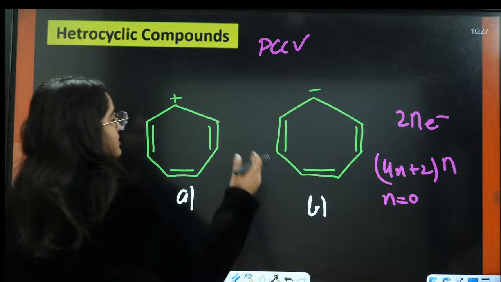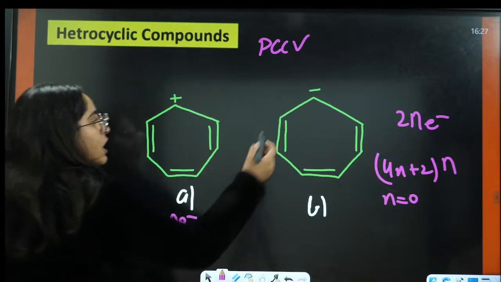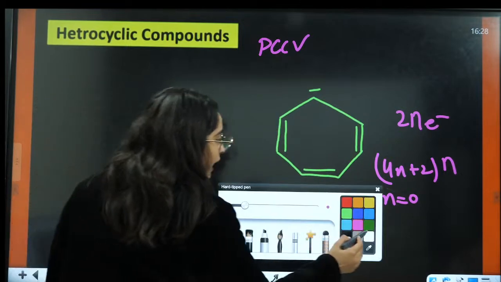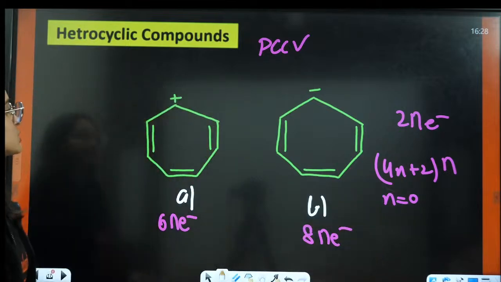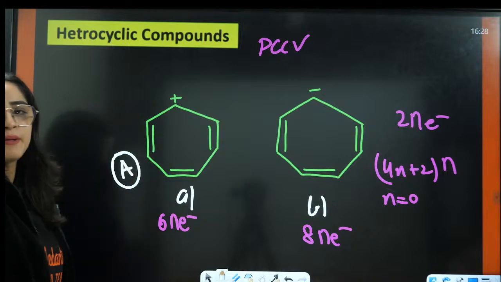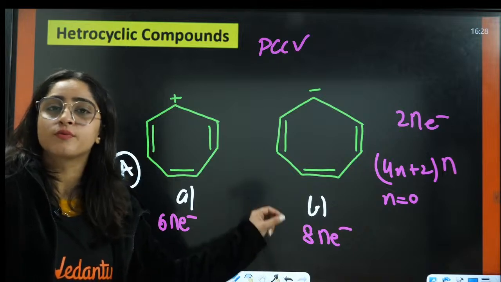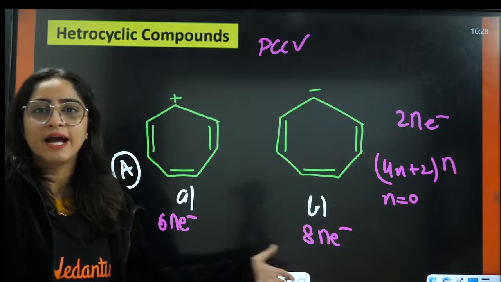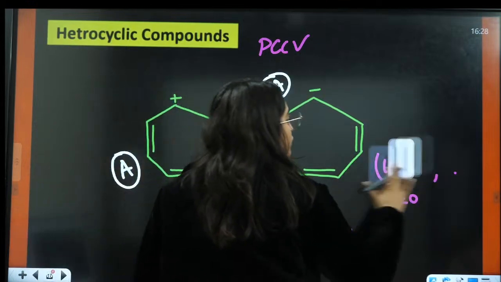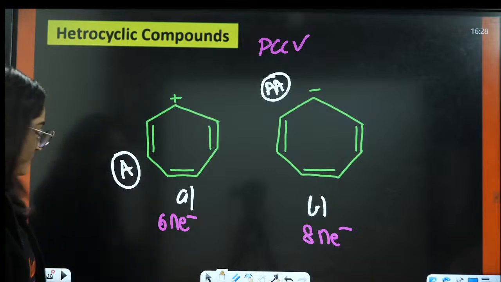Okay. So now let us understand for this 1, 2, 3, 4, 5, 6 pi electrons, and here you have 1, 2, 3, 4, 5, 6, 7, 8 pi electrons. So this is following aromaticity, this is following 4n plus 2 pi electrons, and this is following 4n pi electrons. Put n is equal to 2 and you will have 8 pi electrons. So this is anti-aromatic. Understood? Perfect. Very nice.